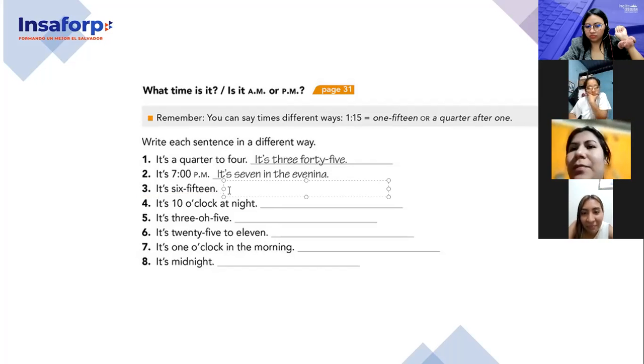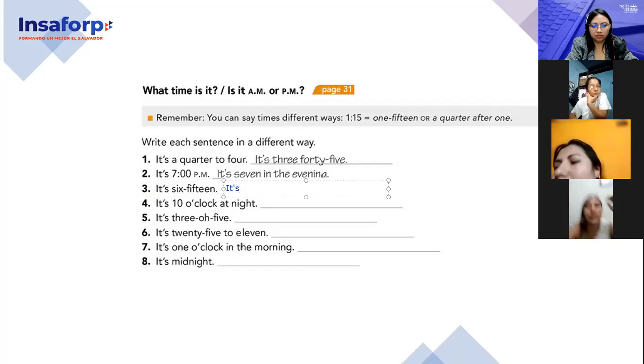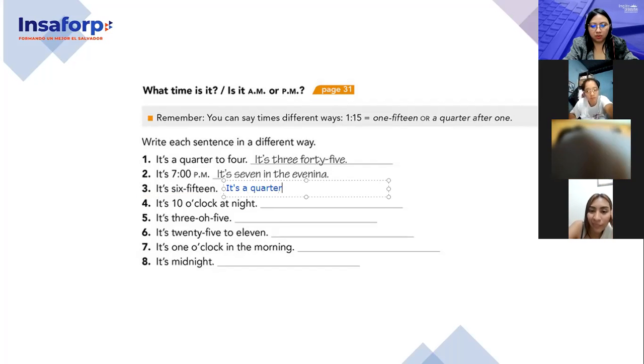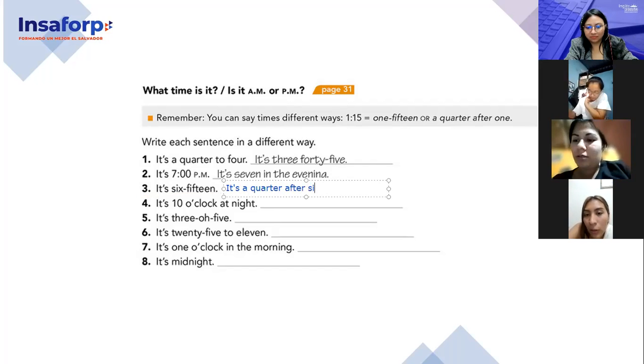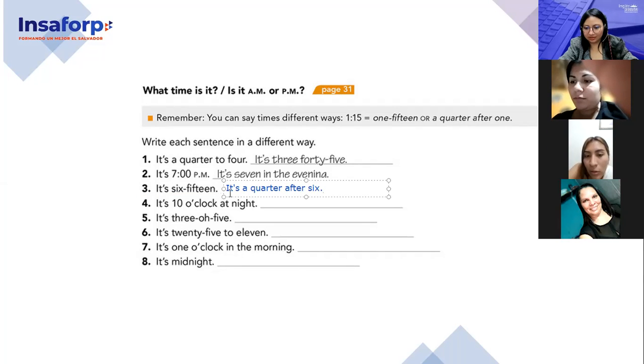Okay, let me write this one. It's a quarter. Es un cuarto. ¿Qué pasa con ese cuarto? Pasada. ¿Después de qué hora? Catherine. Sí. It's a quarter after six. There we go. Excellent job.